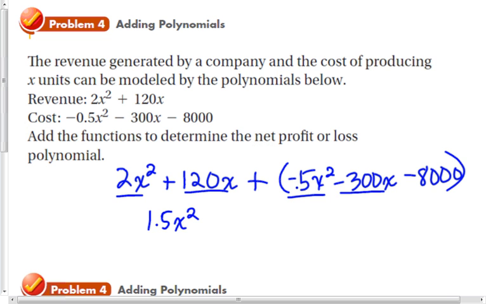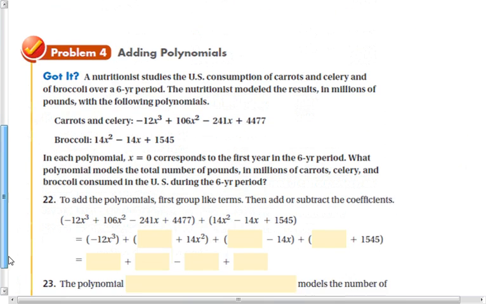120 plus negative 300 is negative 180x. And then my constant term is 8,000. Nothing to add with that. So that equation represents the profit or loss. All right, you try that.